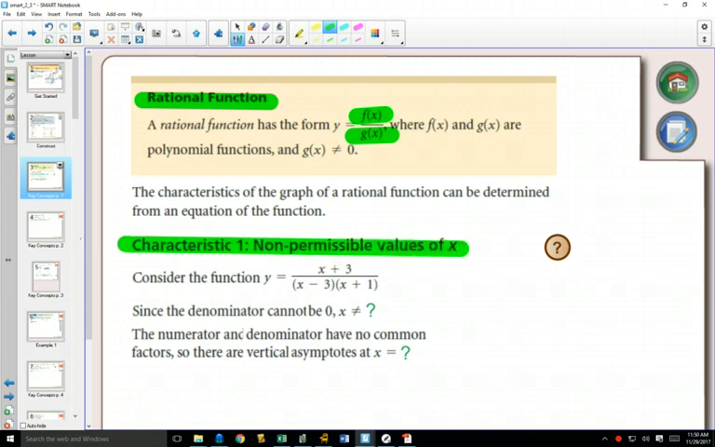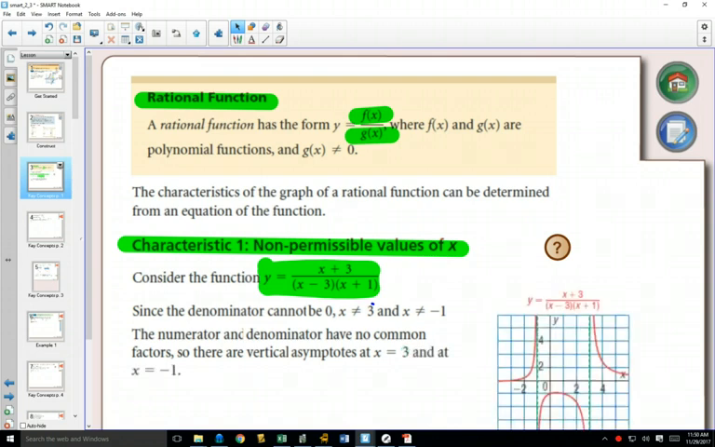And characteristic number one that we're going to look at are our non-permissible values. Our non-permissible values result in two different things. Okay? In this example here, we have two non-permissible values. X can't be 3 and x can't be -1, because in both of those cases you would divide by 0. So your non-permissible values are always connected to when you would divide by 0. If your factors don't cancel out, like they don't in this case, nothing simplifies, they both become vertical asymptotes.